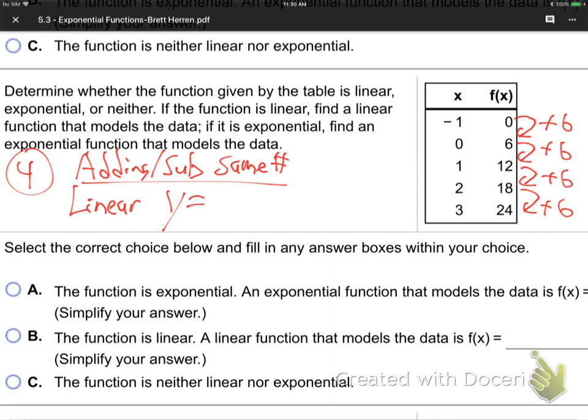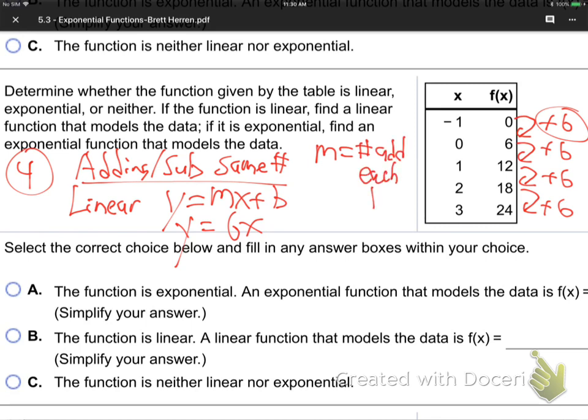What's the equation of a straight line? Y equals mx plus b. Yeah, y equals mx plus b. So, the slope. What do you think the slope is? It's the 6. So the m is the number added each time. Why? Because remember, slope is rise over run. These are the y values. How much y goes up is the rise. And the run is 1. They're only going up by 1 every time. So it's 6 over 1, 6.